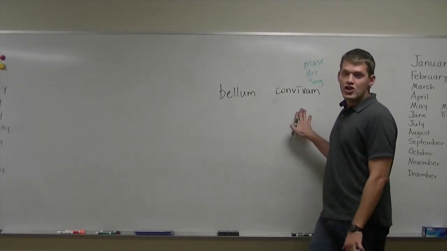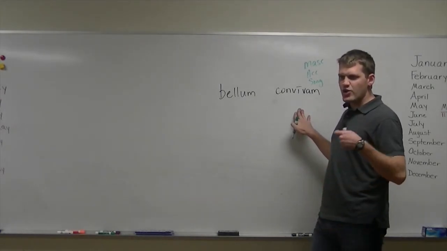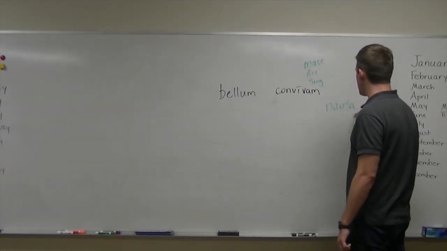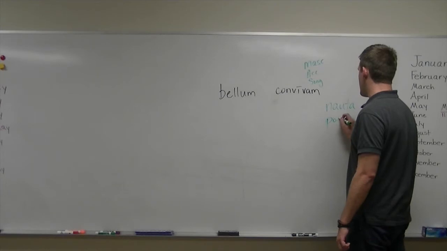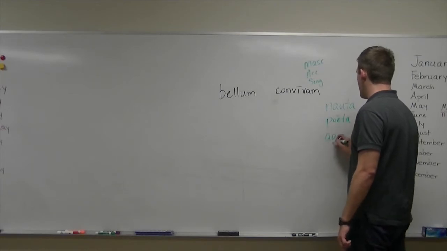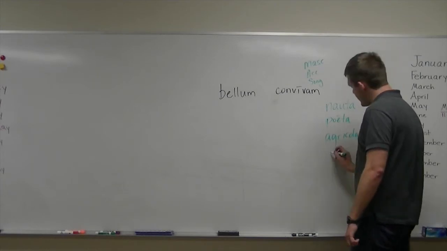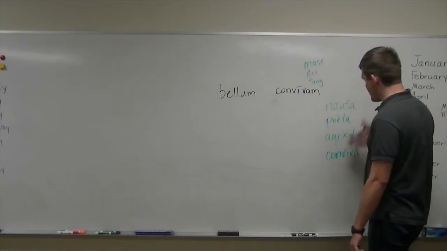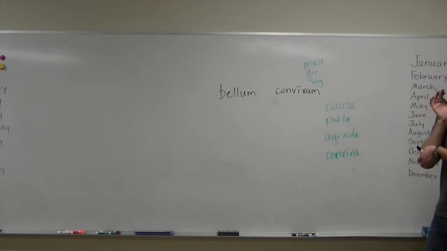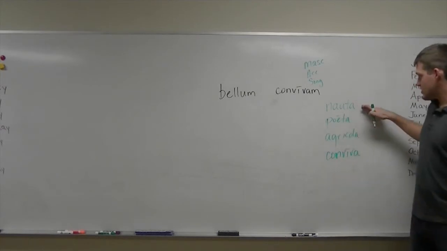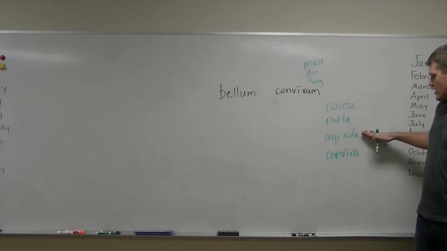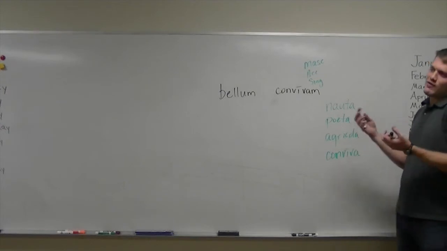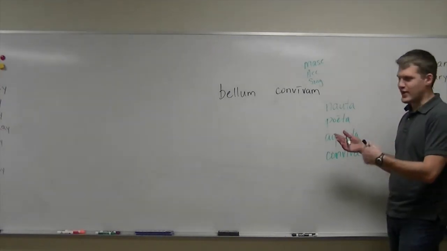It's a memory thing. You'll start to build this list, and the most common words are nauta, poeta, agricola, conviva. Let's see if I can come up with another one off the top of my head. These are all masculine first declension. Most of them are professions: sailor, poet, farmer, or role, dinner guest. And again, it's a great reminder of why you don't have to dig into gender.